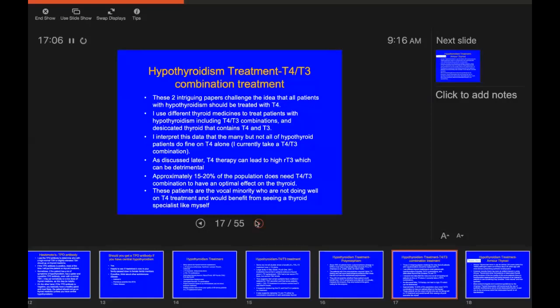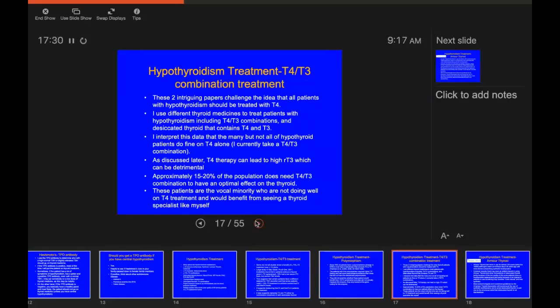I'll discuss this a little later. T4 alone, I'll show you some of my data, could lead to this high reverse T3, which blocks T3 from binding to receptors. That's another reason why potentially people don't do that well on T4, besides just that they have such low T3 levels. And my guess is somewhere about 15 to 20% of the population needs this T4 to T3 combination to really do well. They're the vocal minority.